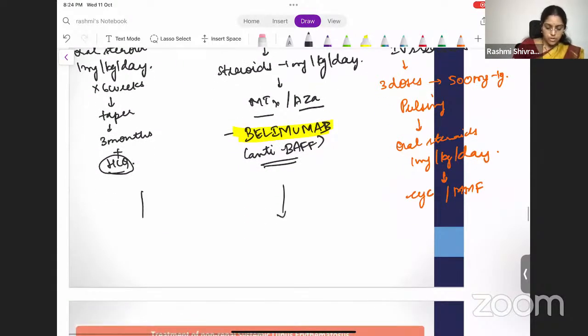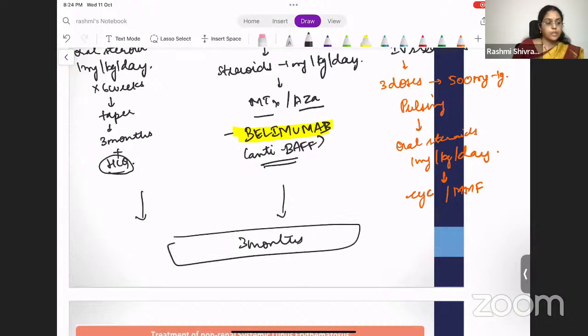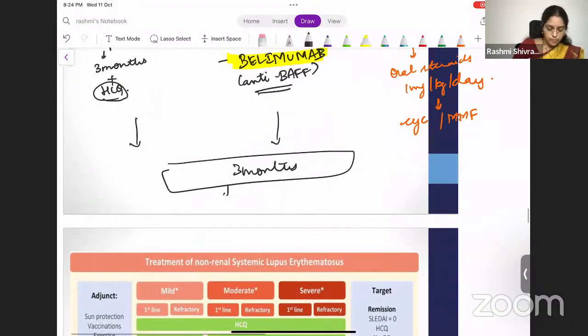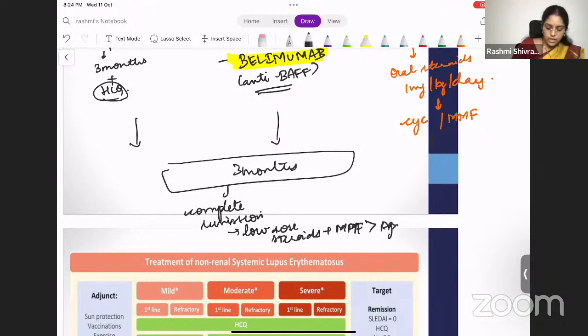So what happens now? You have crossed a period of 3 months. You have now treated the patients for 3 months. What will you do after this? If the patient is having complete remission, you continue low dose steroids plus MMF or azathioprine. You prefer MMF more over azathioprine.